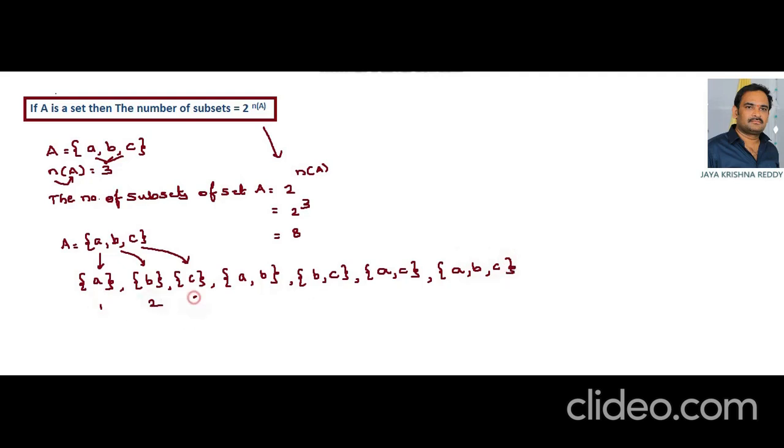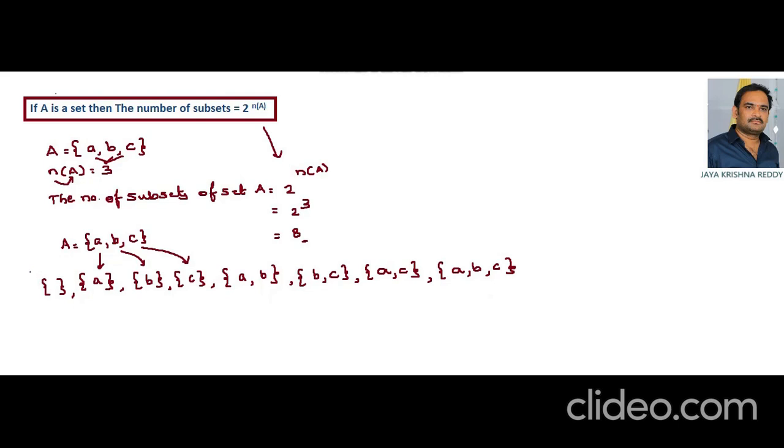See how many subsets are here: 1, 2, 3, 4, 5, 6 and 7. These 7 are the subsets, and as per the formula we have to write 8 subsets. So these are the 7 subsets, and the 8th subset is nothing but the empty set. The empty set is a subset of every set. So with this, a total of 8 subsets are over.